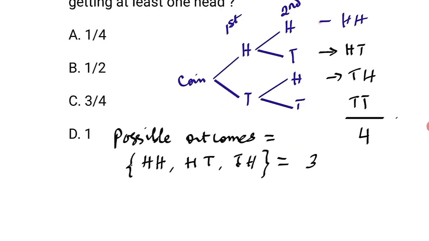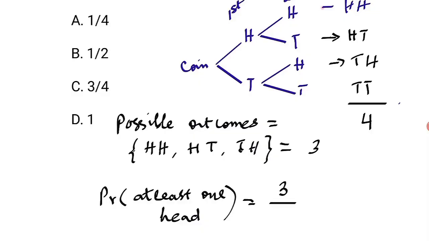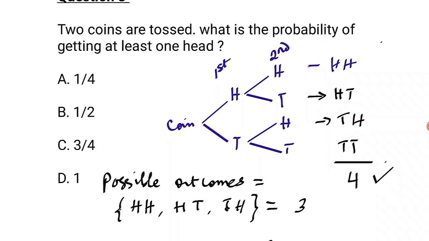So the probability of getting at least one head is equal to the number of possible outcomes, which is 3, divided by the total number of possible outcomes, which is 4. So we have 3 over 4 as the solution. This is our answer. Then let's check the options. We can see that option C is the correct answer.